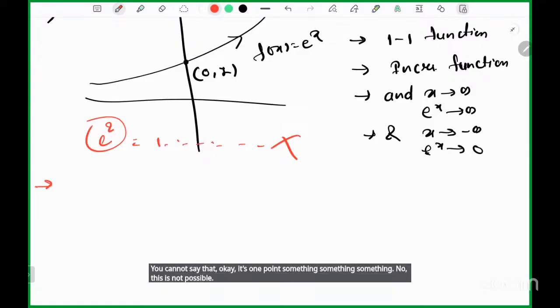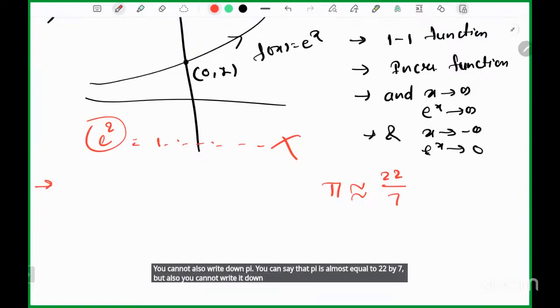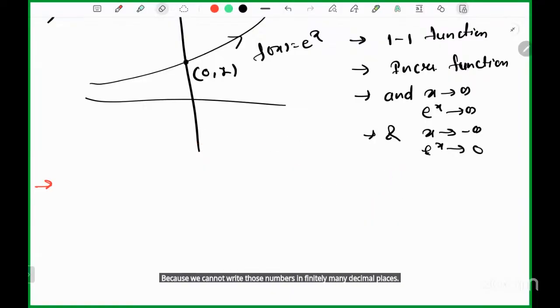You also cannot write down pi. You can say that pi is almost equal to 22/7, but you cannot write it down finitely. So that's why we use symbols, right? e is a symbol, e is an alphabet, because we cannot write those numbers in finitely many decimal places. It's not possible actually. Okay, ma'am.